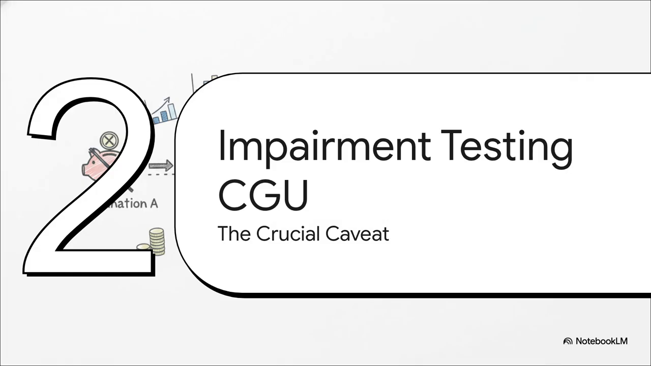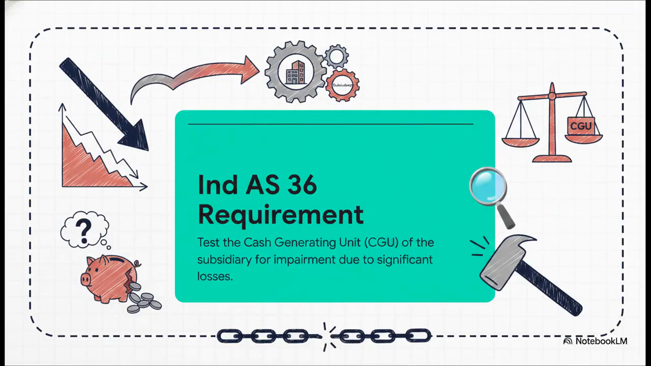Now for a very important pivot. Section 5, Impairment Testing the CGU, the crucial caveat. So you might be thinking we're done, but hold on a second. Just because we reverse that intragroup provision doesn't mean the group is totally off the hook. We still have to satisfy the rules of Ind AS 36.